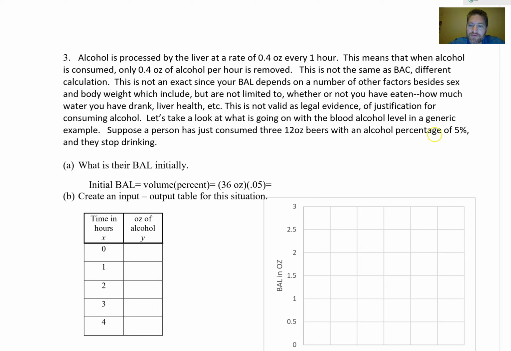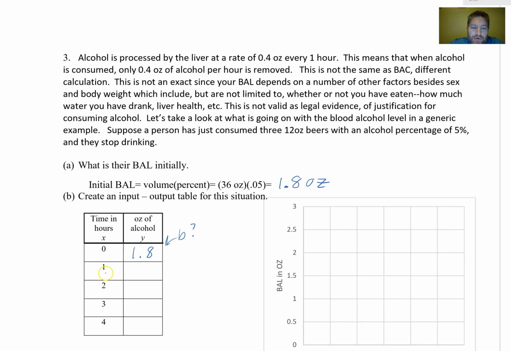So what we need to do first is find out what his initial amount is. Remember, the initial amount is your y-intercept. That's what we're trying to find. So at 0 hours, what is our initial amount? What's our B? That's what we're looking for. So 36 ounces times 0.05 would give us 1.8 ounces. So this person did 3 beers. He consumed 1.8 ounces.